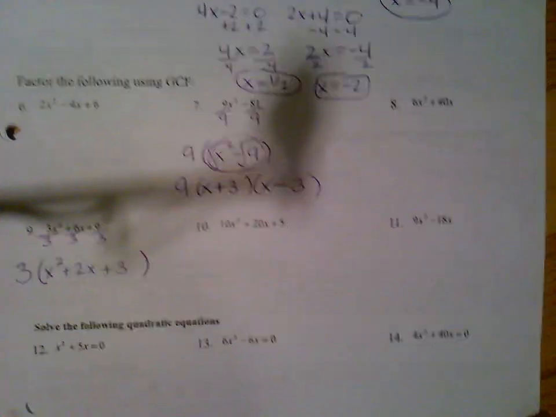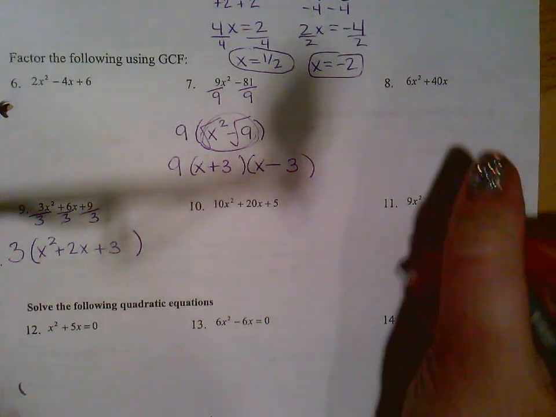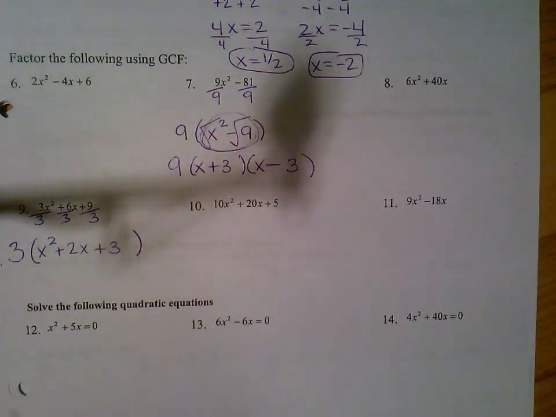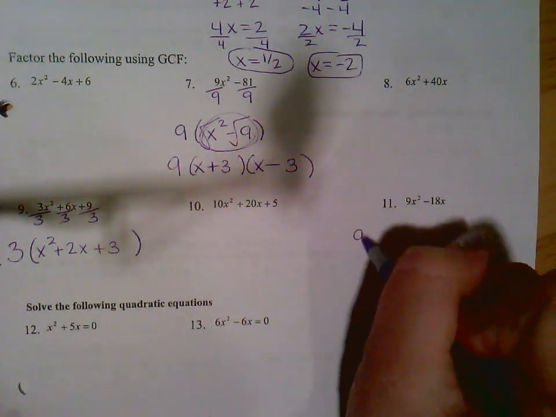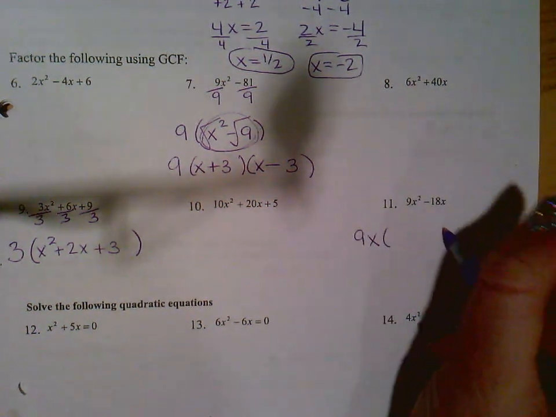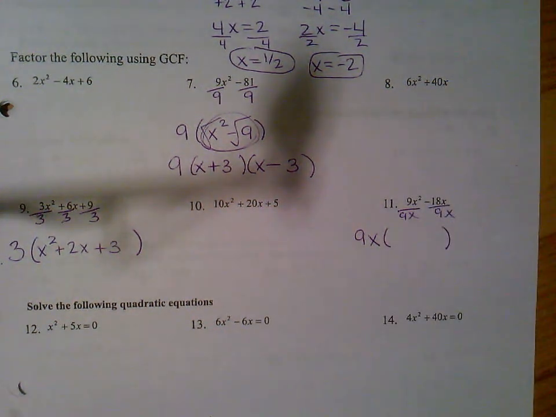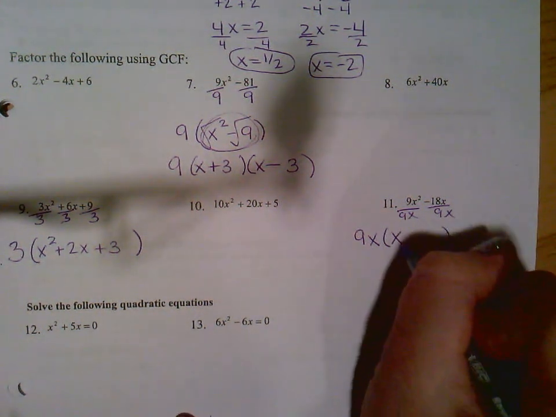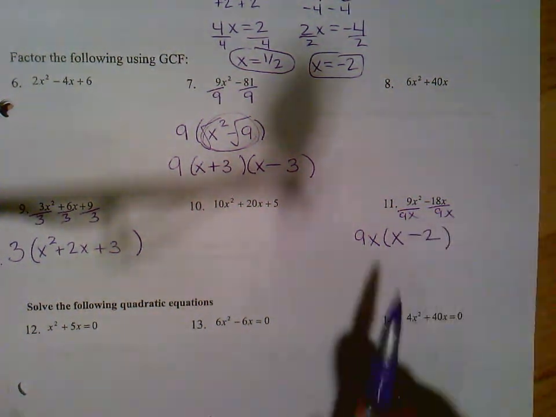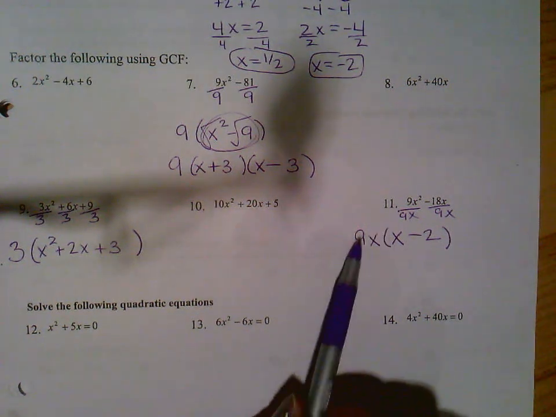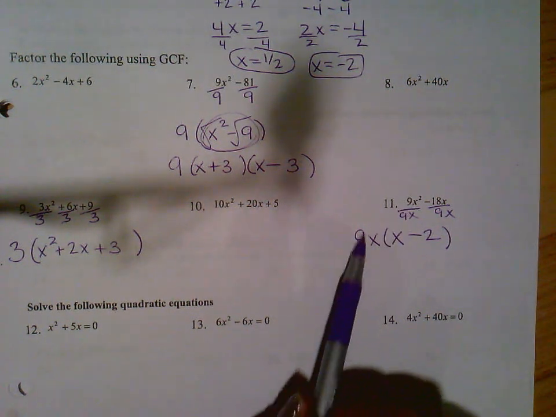And on number 11, what can I divide out from both of those terms? A 9 and an x. So I'm going to divide both of those by 9x. 9 divided by 9 is just 1, and then x squared divided by x is x minus 2. You can double check and use the distributive property. See, I would get 9x squared back, and I would get negative 18x back.